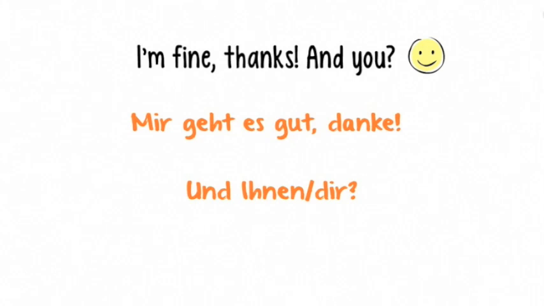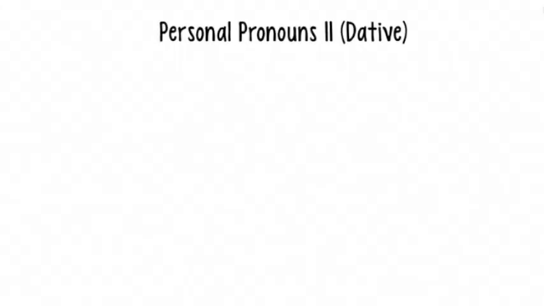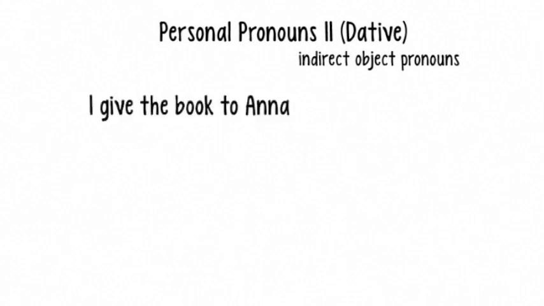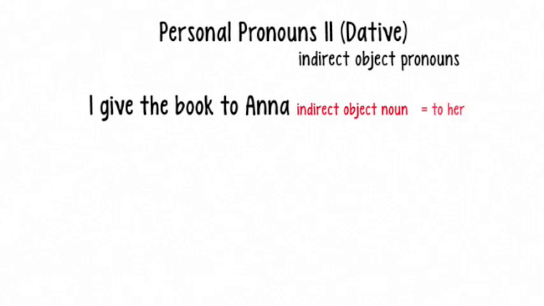Let's have a closer look at the word mir, which means me, and at the words Ihnen and dir, which means you. It's about the personal pronouns in the dative case where the personal pronouns are the indirect object of the sentence. Let's have a look at one example in order to explain the dative case. For example, this sentence, I give the book to Anna. Anna is the indirect object noun, so we would say, I give the book to her.